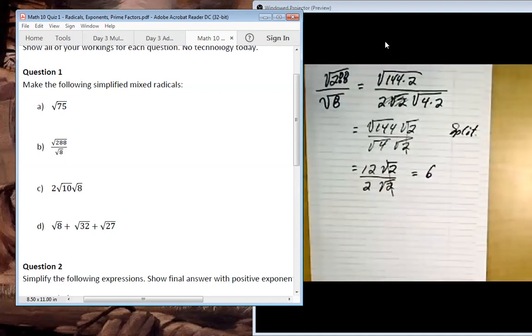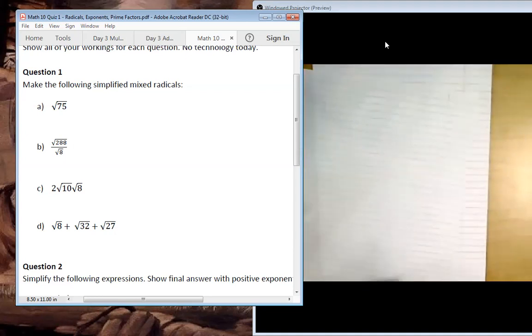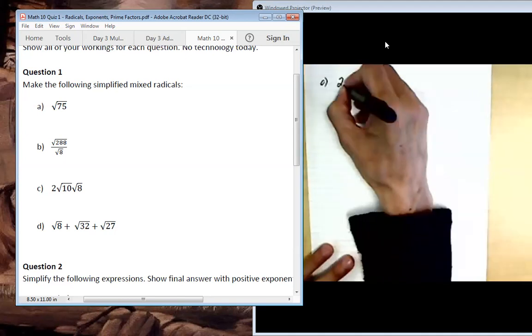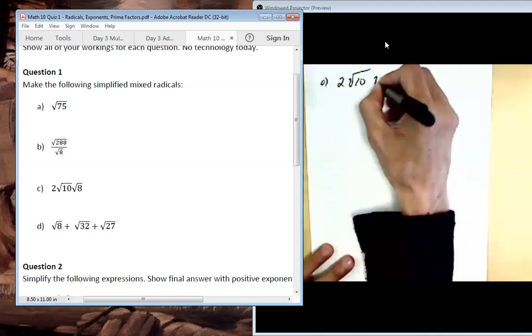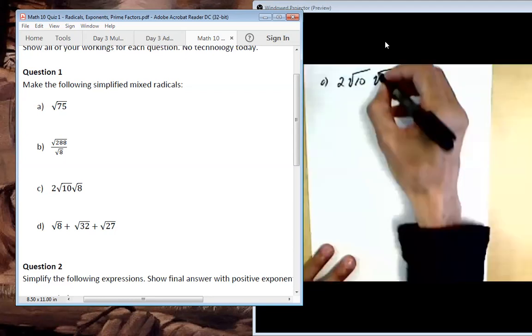Okay, that was the first question only. Let's keep going through this here to see what's next. Oh, that was the second one. With this one here, we got a 2. We got a root 10 and a what? Root 8. Gotcha. Okay.